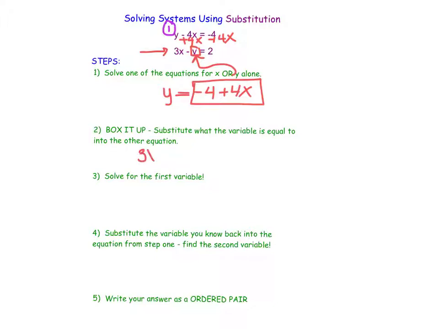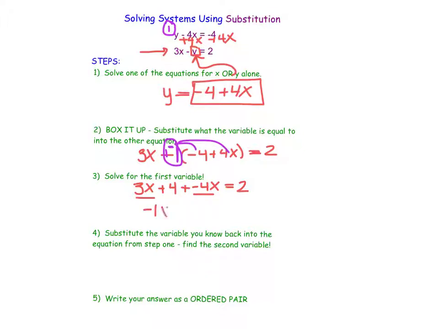So I have 3x minus, then in parentheses, -4 plus 4x, so that's all going in place of y, is equal to 2. And then from here I notice that I have a negative number in front of the parentheses, which is really a -1, so I'm going to utilize keep, change here. And then in order to solve for that first variable, I'm going to distribute that -1. So here I have 3x, -1 times -4 is plus 4, and then plus a -4x is equal to 2. And then from here I notice that I have like terms on the same side of the equation.